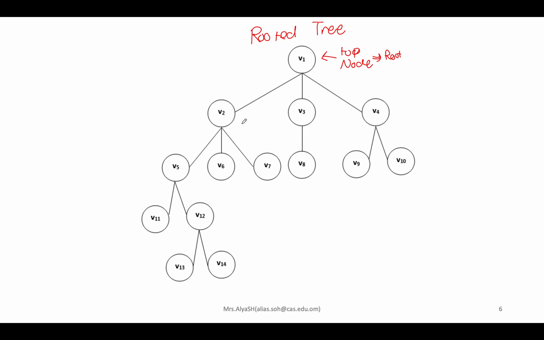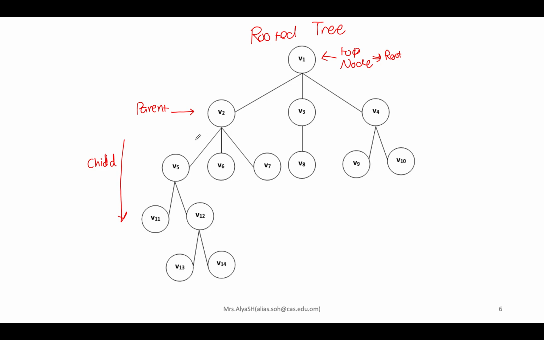Okay, then we've got all those vertices under the root. Now any vertex that has a descendant vertex can be called a parent. So here we've got parent, parent, parent. And all the vertices under this parent are called a child. Or if we have more than one child, then we can call them children of V2.